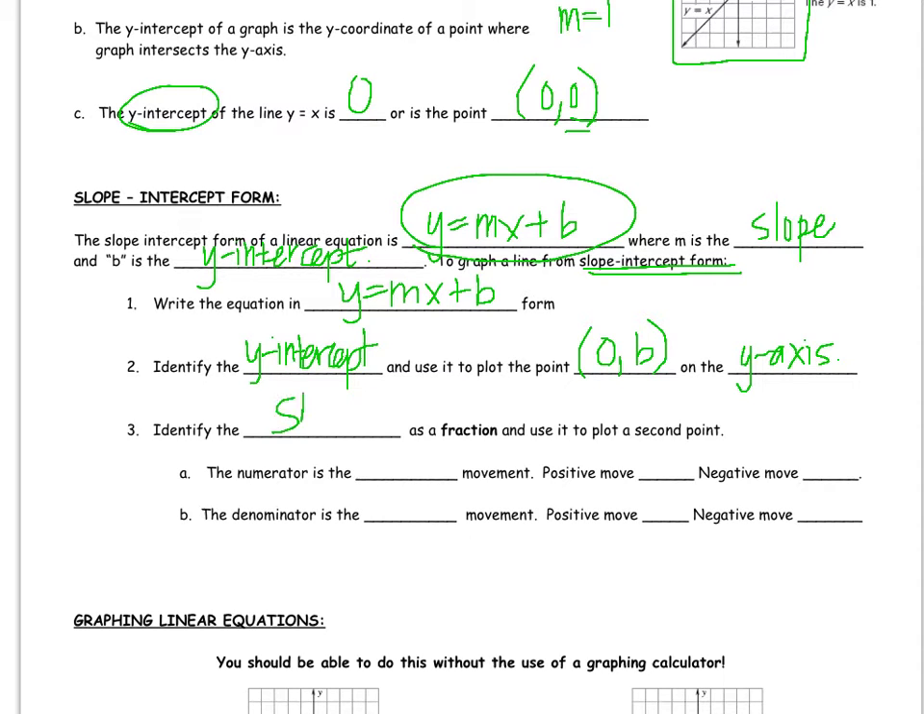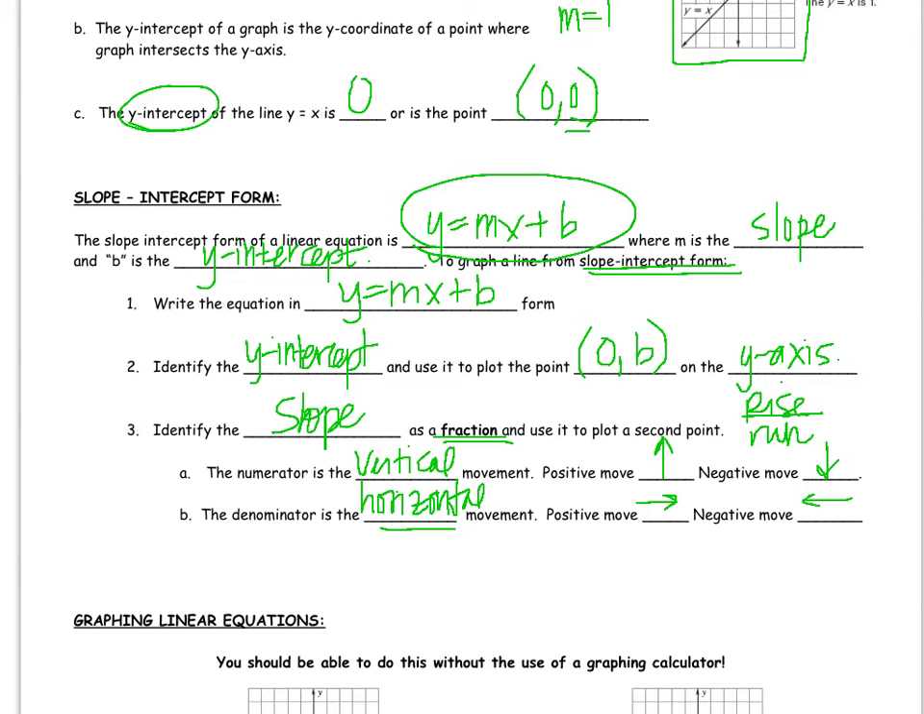Then we're going to identify our slope, and here's the big thing. We want it as a fraction because we need to know how many up and how many down we have to move, okay? The numerator we said was the vertical movement, rise over run. Think about it this way, rise over run, which means positives move up, negatives move down. And you'll notice I'm using arrows because I think that's easier. The denominator is the horizontal movement. Positive moves to the right, negative moves to the left.